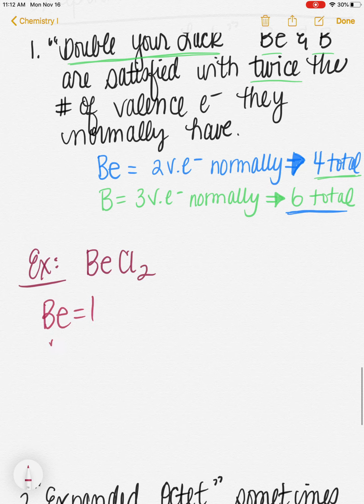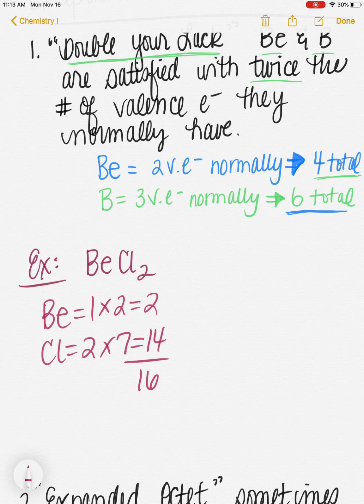So if I list, I've got 1 beryllium, I have 2 chlorines. Each beryllium gives me 2 valence electrons. Each chlorine gives me 7. 2 times 7 is 14, so 16. All right, I'm going to put beryllium in the center since it's the lone element. All right, then I'm going to finish out my octet of electrons here on my chlorines.